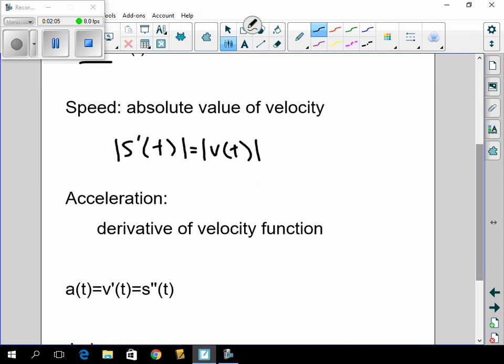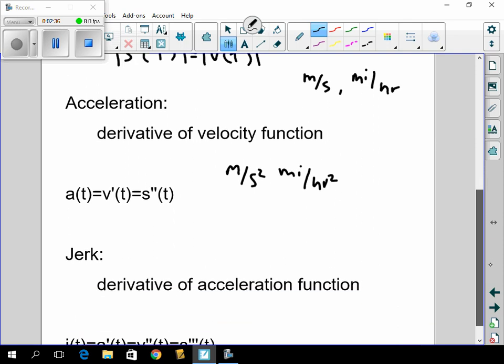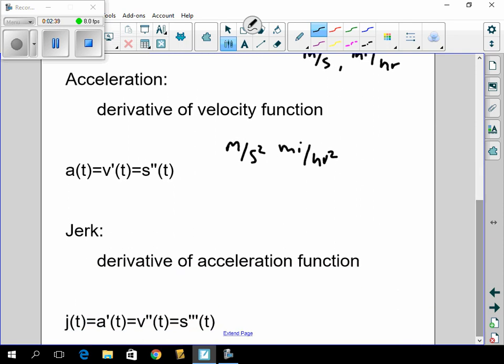And acceleration is the derivative of our velocity function. So acceleration is how fast I'm speeding up. Generally, we measure speed and velocity in, let's say, meters per second or miles per hour. We would measure acceleration in meters per second squared, or miles per hour squared. Those are just some examples of units. And then jerk is the derivative of our acceleration function. So this is the third derivative of our position function.